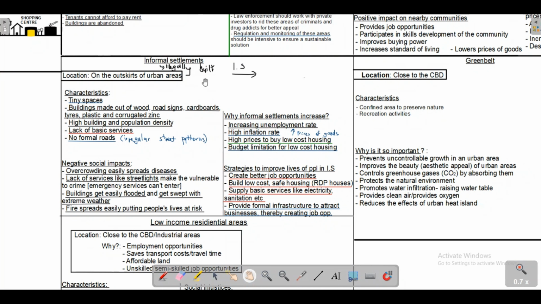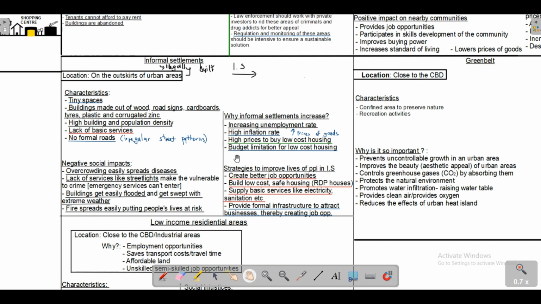So this is informal settlements, with a lot of issues occurring there. That's why informal settlements has its own question 1.5, because of the lot of social injustice that people living in informal settlements face. So please ensure, guys, that you practice a lot on past papers.